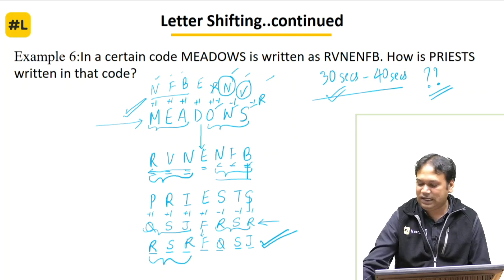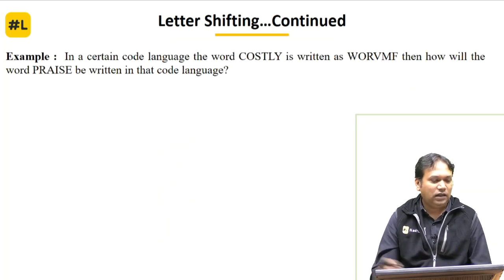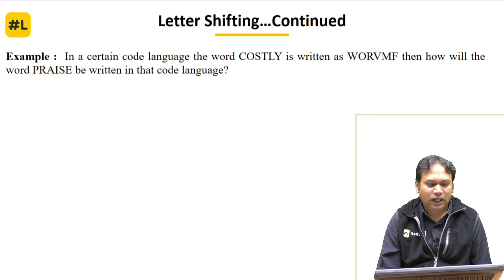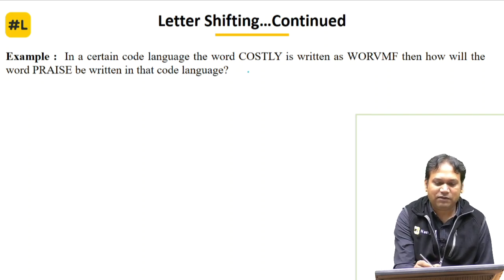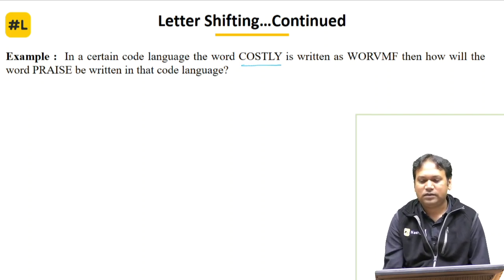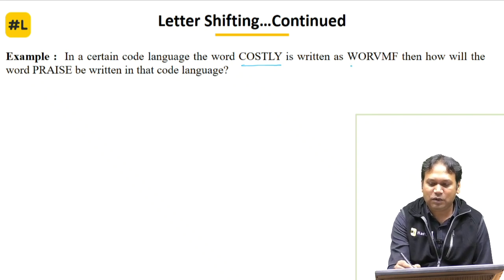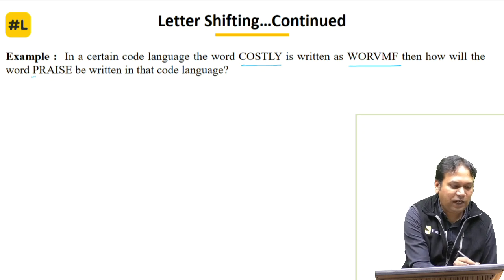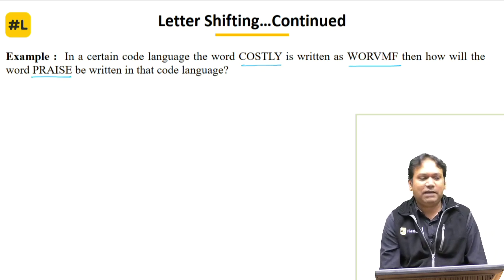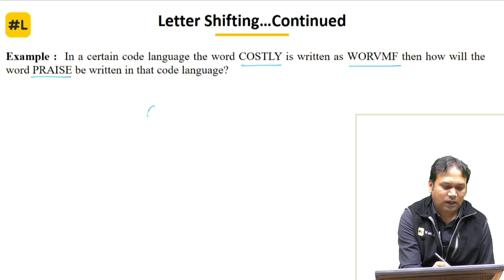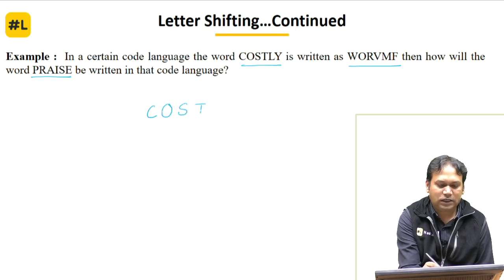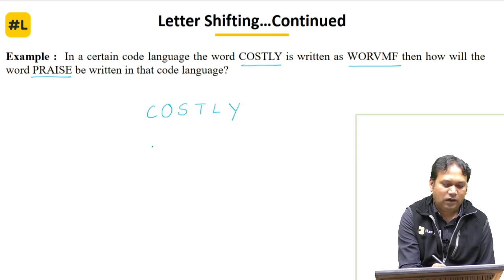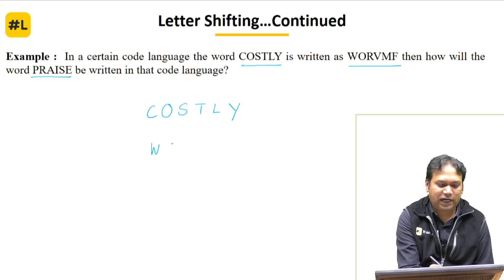So we will move now to the next example. In a certain code language, the word costly is written as WORVMF. Then how will the word praise be written in the same language? Try it out. C O S T L Y. Observe, take your time, try it out.